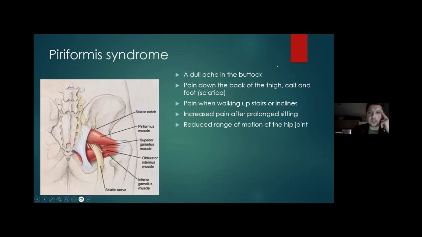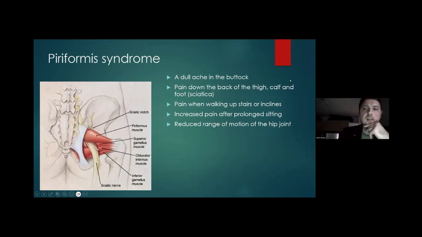And there's, at the end, piriformis syndrome, a very underdiagnosed syndrome, which is a dull ache in the buttock. It leads to pain down the back of the thigh, calf and foot, imitating sciatica. Pain when walking upstairs or on inclines, increased pain after prolonged sitting, and reduced range of motion of the hip joint. This is very common in taxi or Uber drivers, truck drivers, people who sit most of the day while working. And the diagnosis is usually made by exclusion.